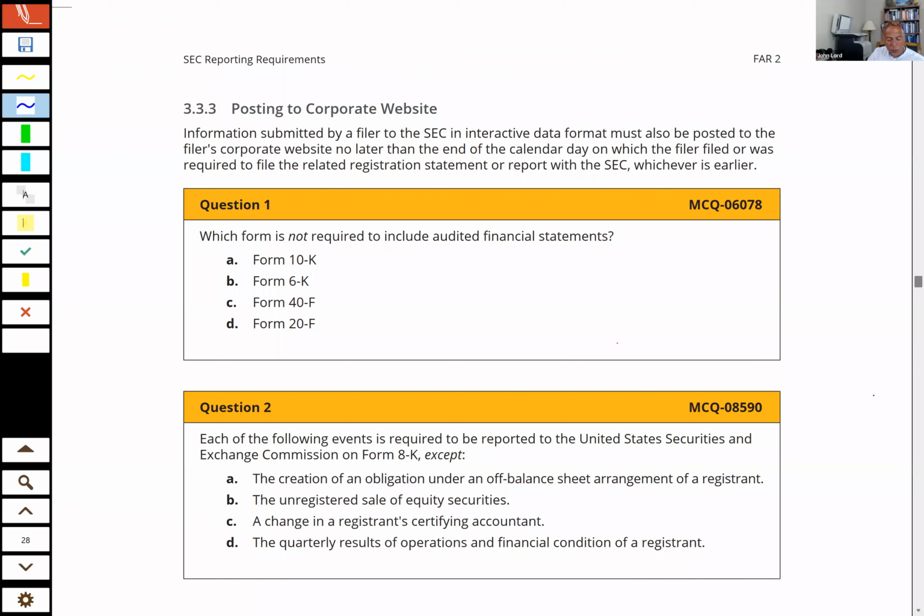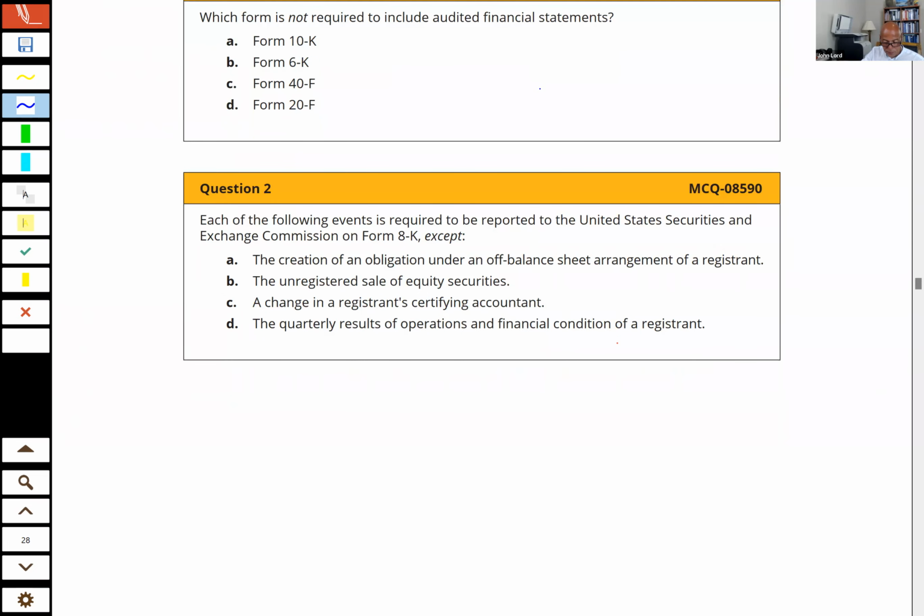But this is the requirement that the annual statements get audited. The interim statements, which are like the 6K here, a semi-annual, or if it was the 10Q, those would not be audited, right? Okay, good. Let's go ahead and take a look at this next one.